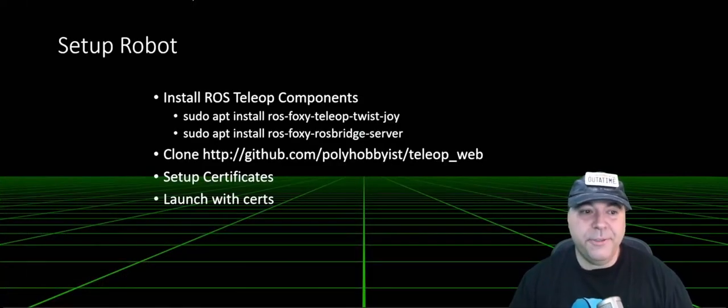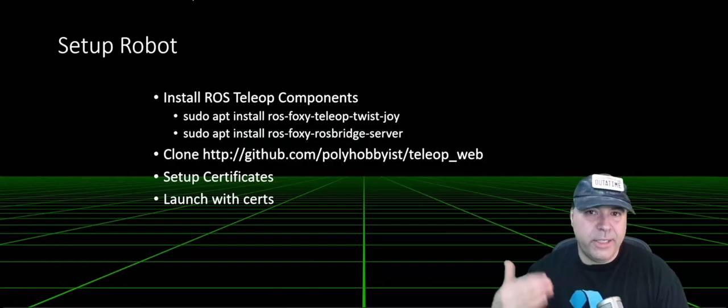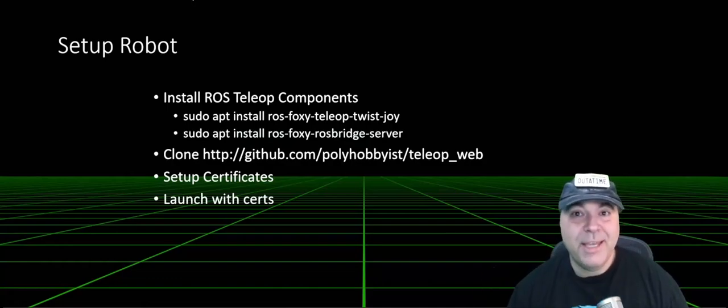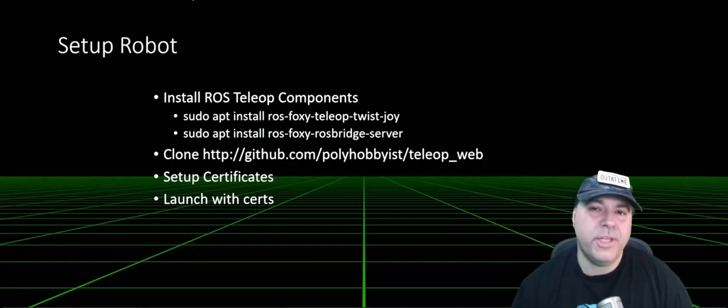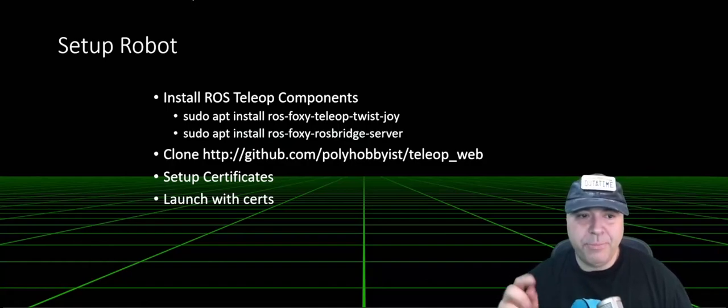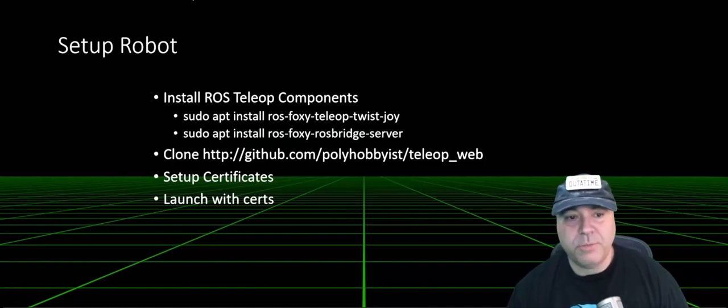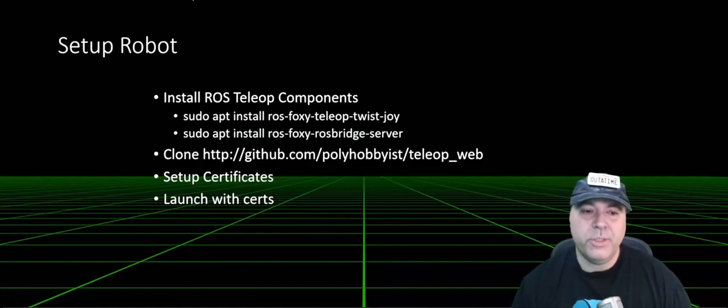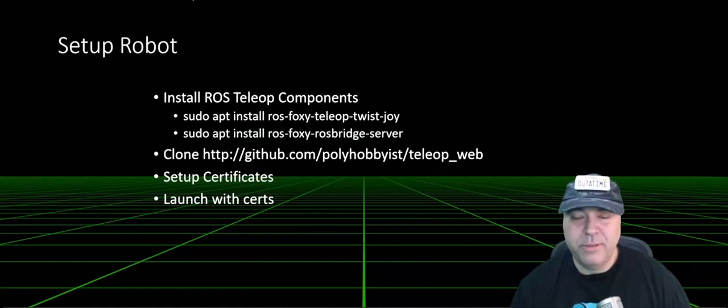First, what do we need to do? We're going to need to install the teleop components. Now, if you're running on a Docker container, we're actually going to inject some commands into the Dockerfile so that this is done for us. If you're doing it locally, you'll want to apt install the teleop twist and the ROS bridge server. You also want to clone the teleop web and then set up certificates.